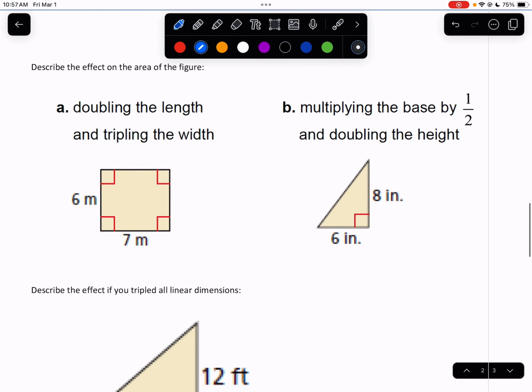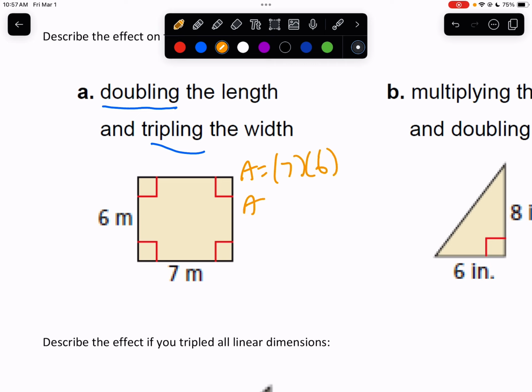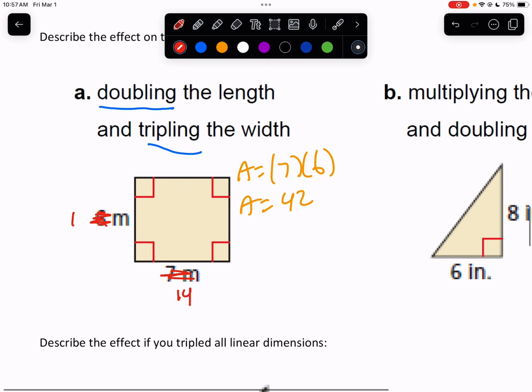Okay, let's go to the next phase where we're maybe doing more than just one dimension. We're changing multiple dimensions. We're doubling the length and tripling the width. Let's think real hard what that would mean. Predict, what do you think is going to happen to the area if I do that? Let's get the current area. Area equals 7 times 6. So the current area is 42. We're going to do 2 moves. We're going to double the length. It's 14 now. And we're going to triple the width. That's 18 now. So the new area would be 18 times 14.